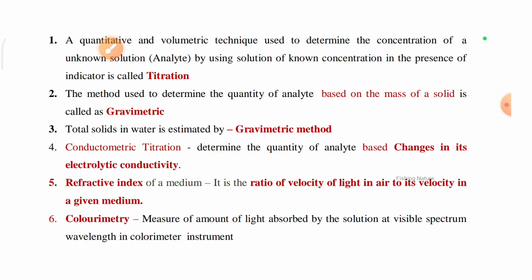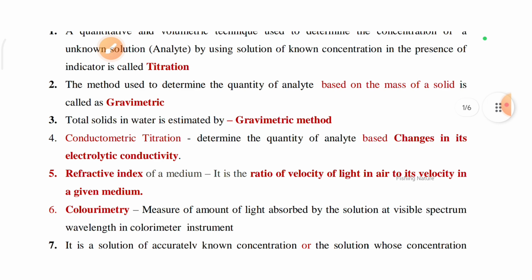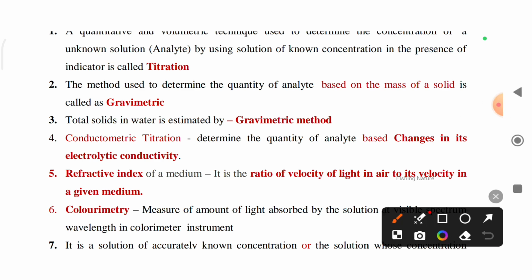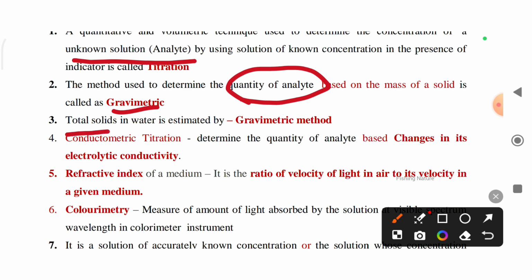The method used to determine the quantity of analyte based on the mass of the solid is called gravimetric. Gravimetric means used to determine the quantity of analyte. Titration determines the unknown solution, while the quantity of analyte is the gravimetric method. Total solids in water are estimated by the gravimetric method. To estimate the total solids, we use this gravimetric method.